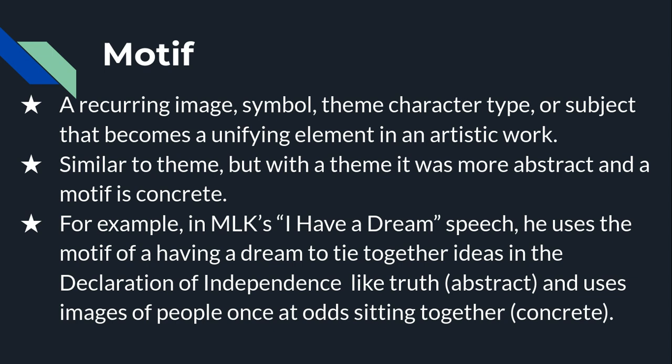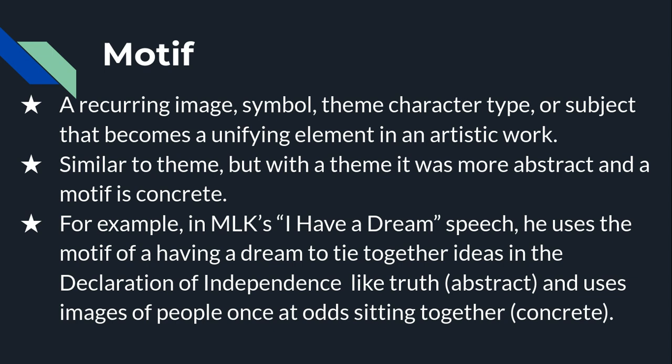And one is a motif. It is a reoccurring image or a symbol, a particular type or subject that can unify particular artistic works. And so it's very similar to a theme, but a theme is kind of abstract, like if we're talking about, say, the theme of friendship or the theme of love. It's an abstract idea, whereas a motif is more concrete.